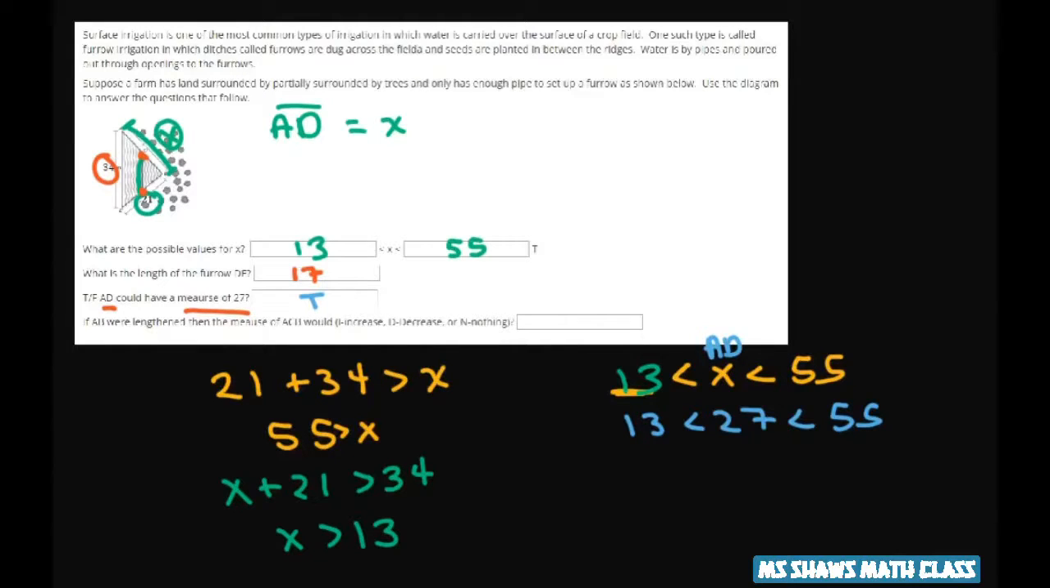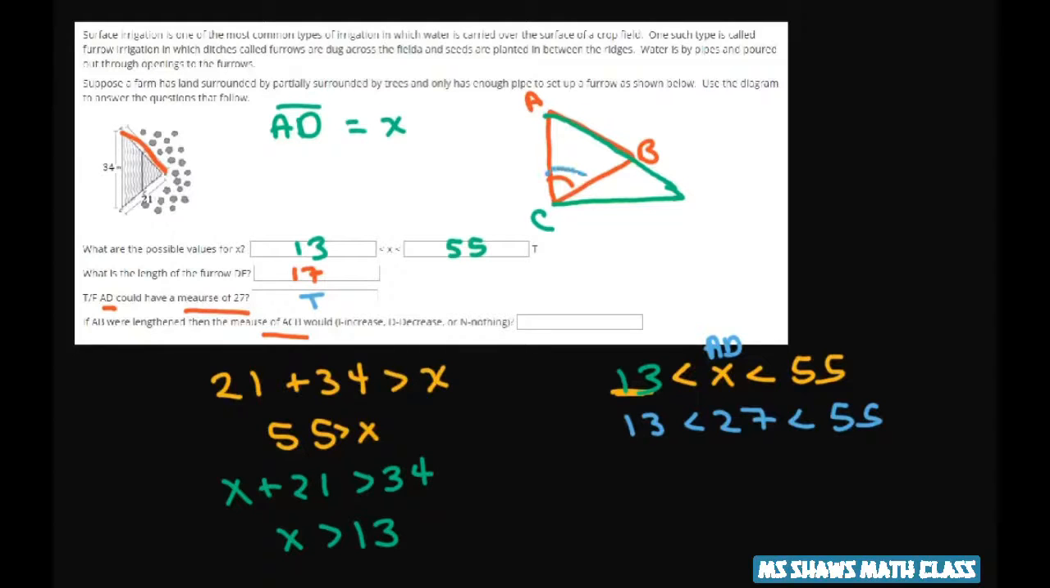Also, if AB were lengthened, and I'm going to have to erase this because I don't know where AB is, so AB is here. If I lengthen it, say to this, and this is C, this is your angle here, what would the measure of angle ACB do? If you lengthen it here, then the angle is going to increase. So you put I for that. And that's it.